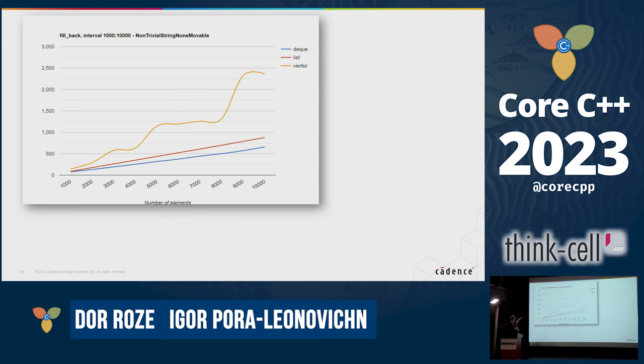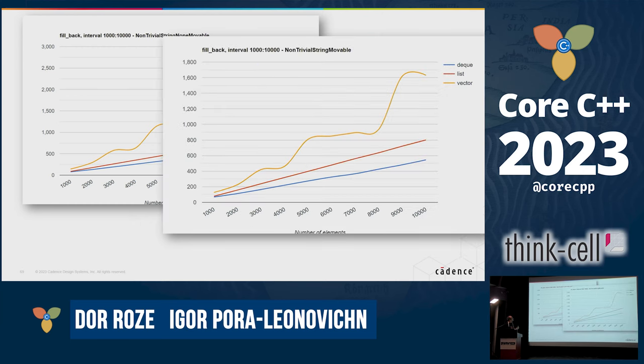We are familiar with this graph already. The y axis is the time it takes to perform this number of operations, to insert with push_back to a vector. This is for non-trivial string, non-movable objects. This is the one where the move operator is deleted. And this one is where the move operator is implemented. As you can see, it's almost twice as fast as without move operators.